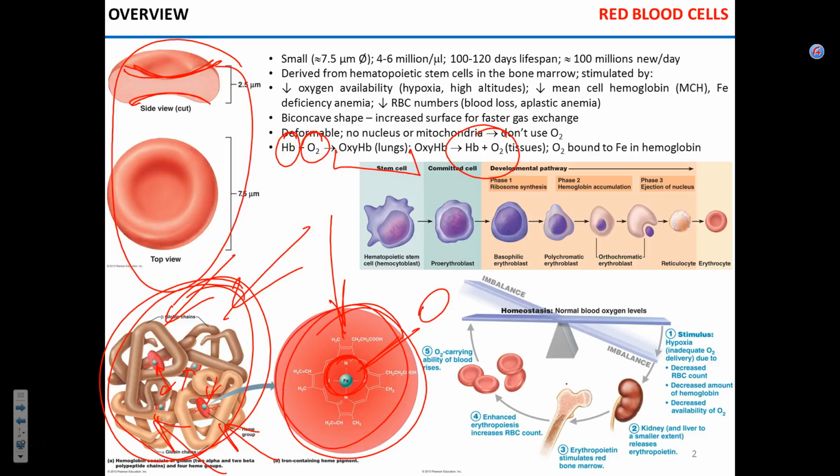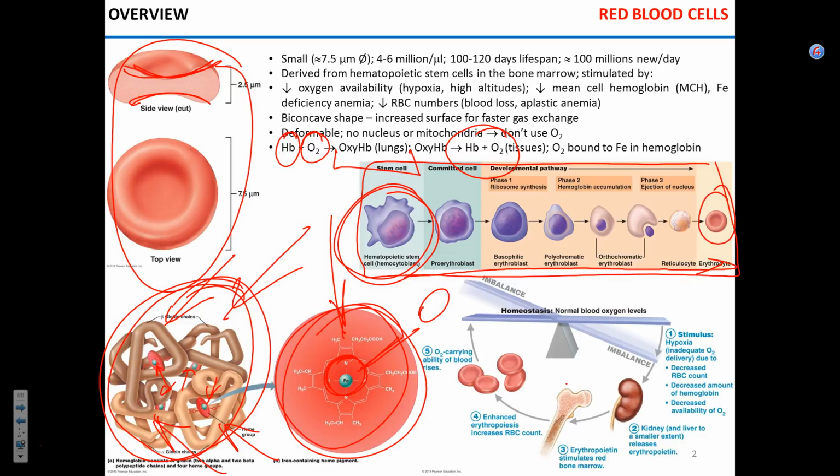Now, this shows you all the steps of differentiation. You have hematopoietic stem cell, which goes through multiple steps. Okay? And all those steps, I'm not asking, come on. What is the learning experience about it? Eventually, it becomes red blood cell.